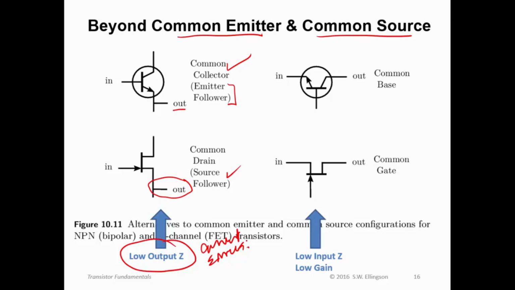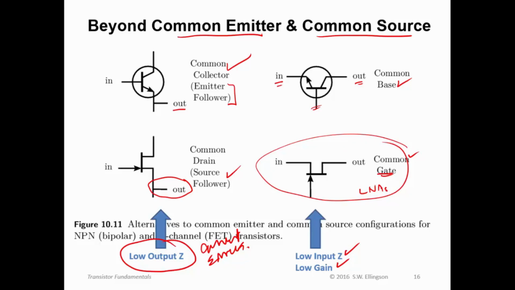The remaining configuration for BJT is known as common base. So the input is the emitter, the output is the collector, and the base is in common between the two. The analogous FET configuration is known as common gate, and the feature of these is very low input impedance and relatively low gain. So for example, one application for this is in LNAs at VHF and UHF, but again, not the only way to do it, just a common solution.